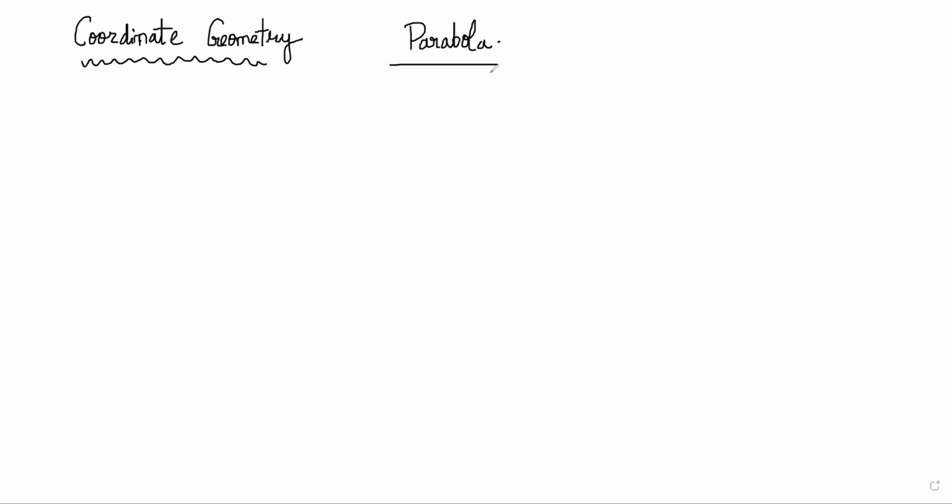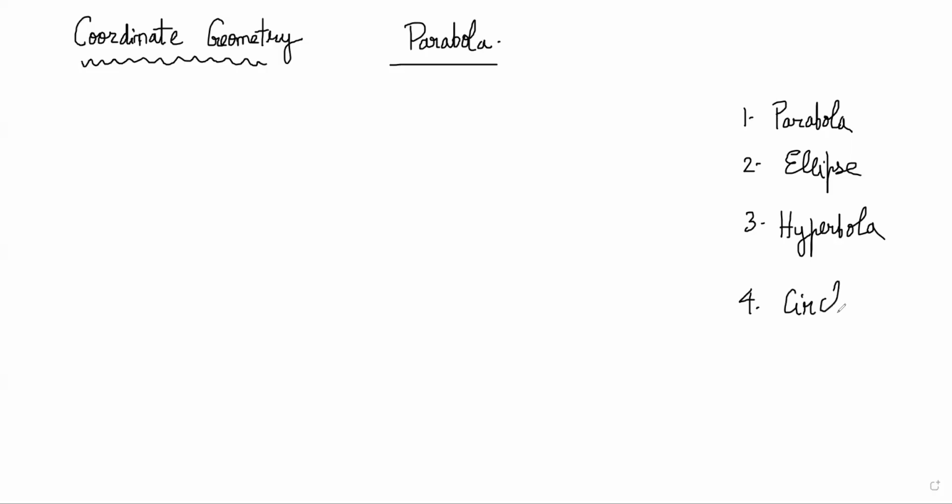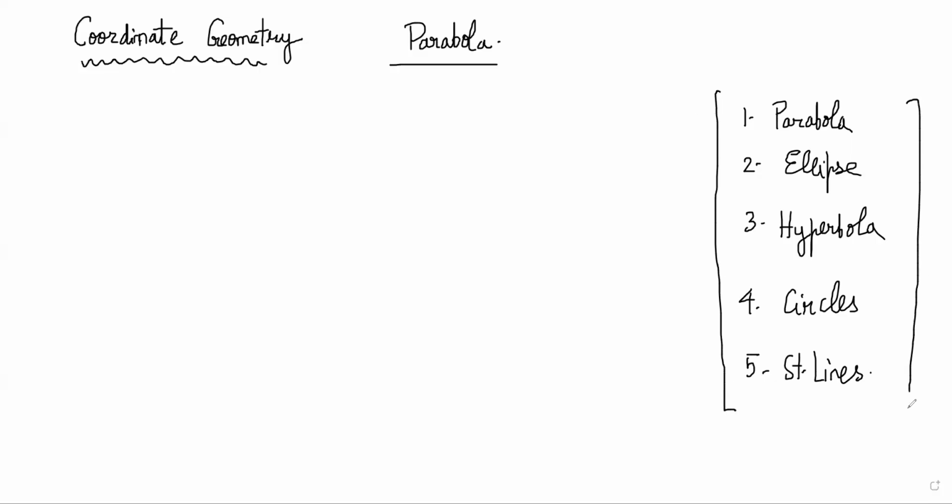Eventually, what I want to do here is we'll start off with parabola, then move on to the other conic sections, ellipse, hyperbola, and then I will also cover straight lines and circles. So circles will be the fourth topic, and then finally straight lines. And that will finish our course on coordinate geometry. So this is the sequence that I plan.